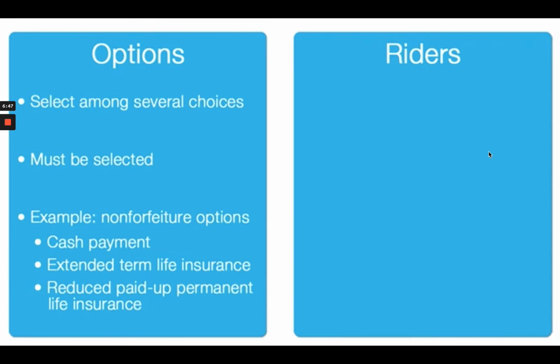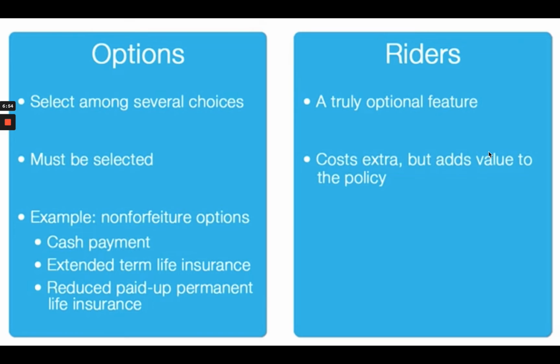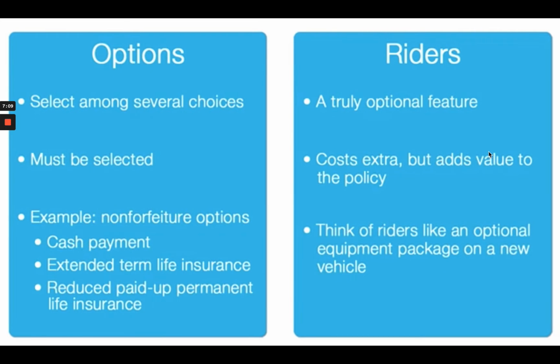A policy rider, on the other hand, is a truly optional feature that costs a little extra money, but from the policy owner's viewpoint is worth the extra money because it adds value to the policy. A good analogy to think of is that of a new car option. You buy a new car, you can buy the standard model right off the lot, but maybe you want the sport package, or maybe you want the heated seats. Maybe AM/FM cassette's not enough. Maybe you want satellite radio. Those are optional features that are going to cost you more, but as the buyer of that new car, it's worth the extra money to get that added benefit thrown in there. That's what a policy rider does. For a little extra money, it adds a lot more value and a lot more power to that basic policy.